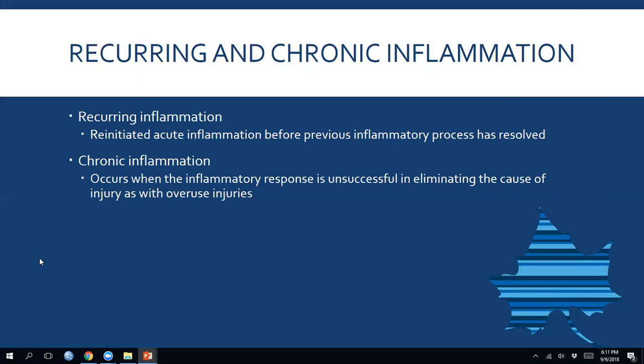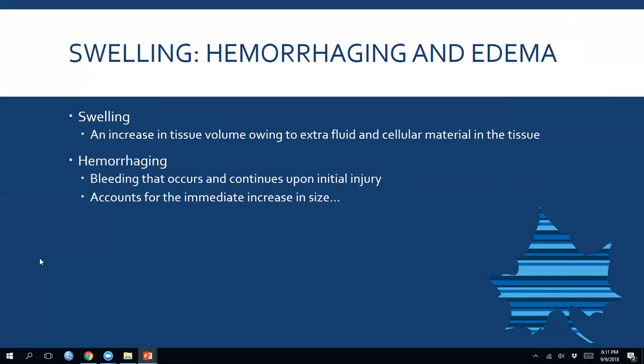Chronic inflammation is the idea that the inflammatory response was not able to take care of the injury. So the idea of shin splints, where the inflammatory response has gone through and gone through, but it's just not able to take care of what has been injured. I mentioned swelling a little bit later on. That's an increase of volume in the area. So all of the stuff that's in the leg together is going to be the idea of swelling. And anytime we think of hemorrhaging, that's the initial bleeding, and that's why there's an initial swelling for patients who have injuries.